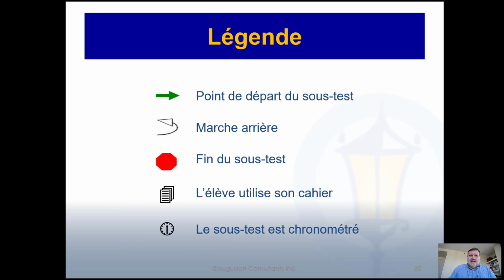Some important images that you will see in the examiner booklet, also in the test book, are the various symbols for start time. So, for example, when you start a subtest, you will always see the green arrow. If you need to apply the reverse rule, you will see the back arrow. You will see the stop sign telling you that's the end of a subtest, including the stop rule. For example, many subtests have a rule where you stop after 6 consecutive scores of 0. You'll also see the symbol for the student booklet as well as for the stopwatch.